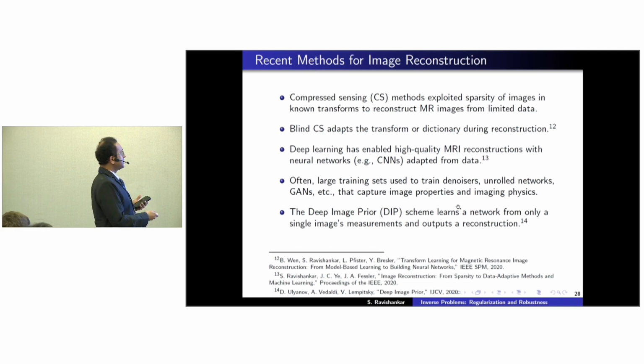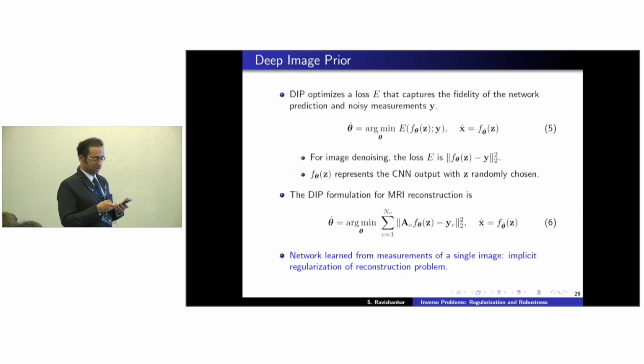So we have deep learning that has shown a lot of promise for image reconstruction, MRI, CT, and other applications. Now, but often they require large data sets. So our interest was, can we learn deep priors without any training data? So just from a single image's measurements. And this approach is called deep image prior.